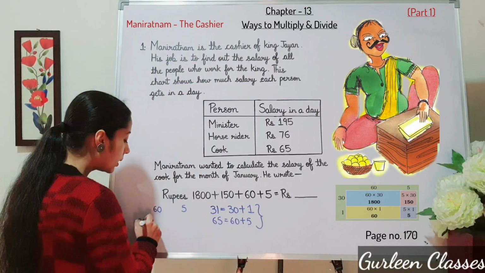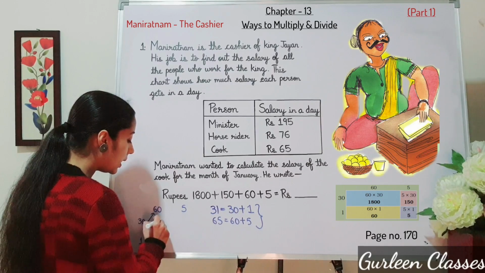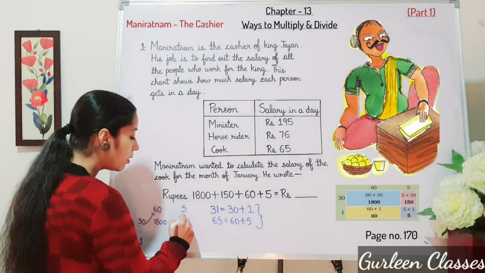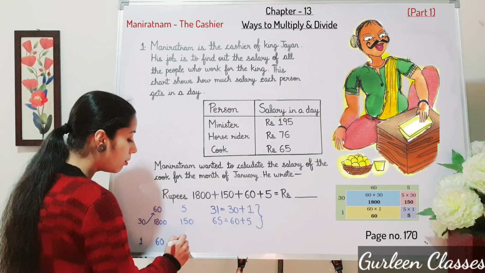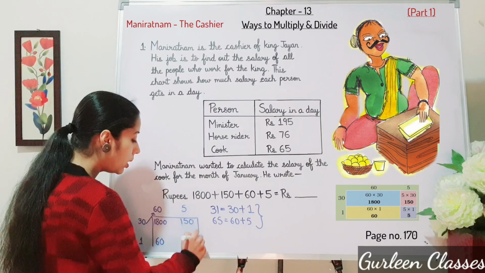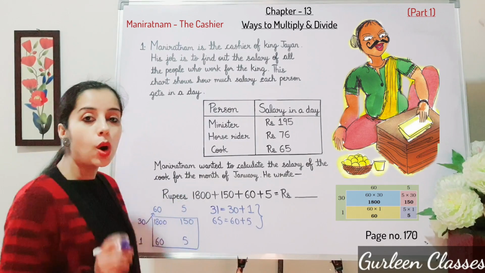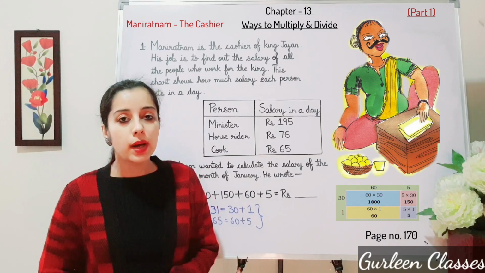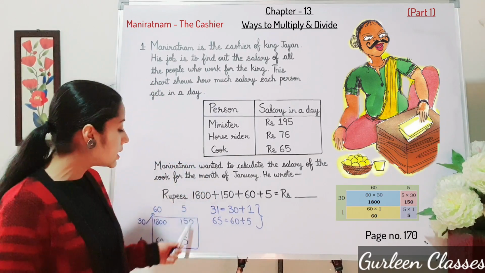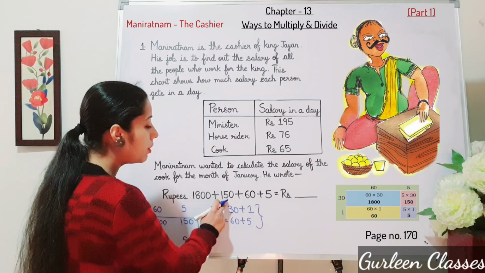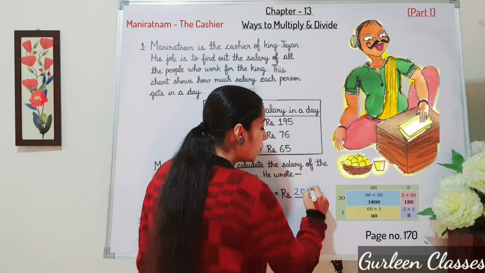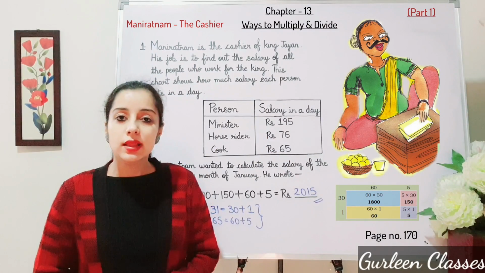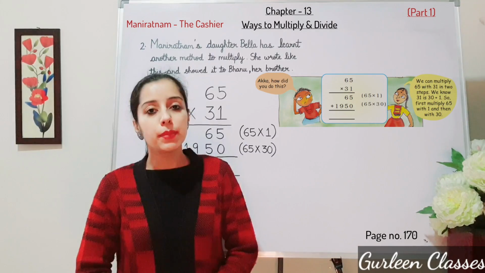So multiply 30 into 60, that is 1800. 30 into 5, 150. 60 into 1, 60. 5 into 1, 5. Now we will add all these numbers to find out the salary of the cook for the month of January. So 1800 plus 150 plus 60 plus 5. It is rupees 2015. So this is the method which Maniratnam has used for calculating the salary of the people who are working for the king.